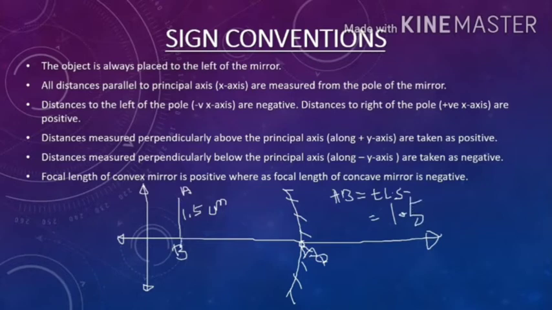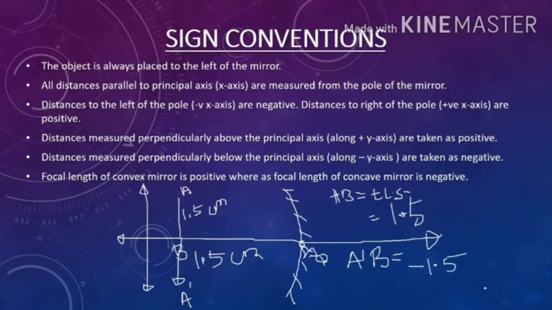And if the same object is placed below the principal axis, let this be A dash. So distances measured perpendicularly above the principal axis are taken as positive, and distances measured perpendicularly below the principal axis are taken as negative. It means we let this also be 1.5 centimeters as it is the same size. So A dash B equals minus 1.5.